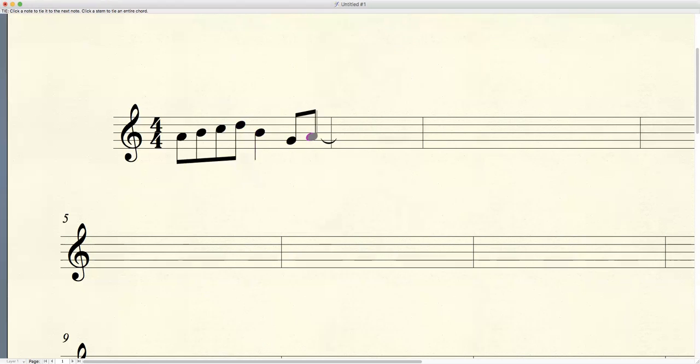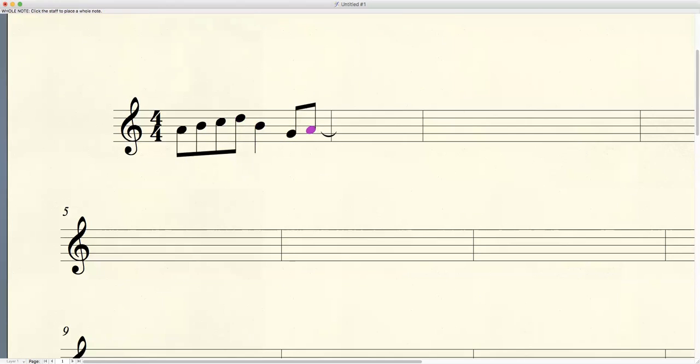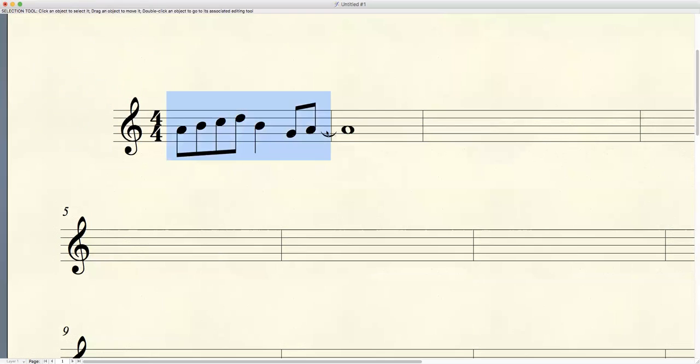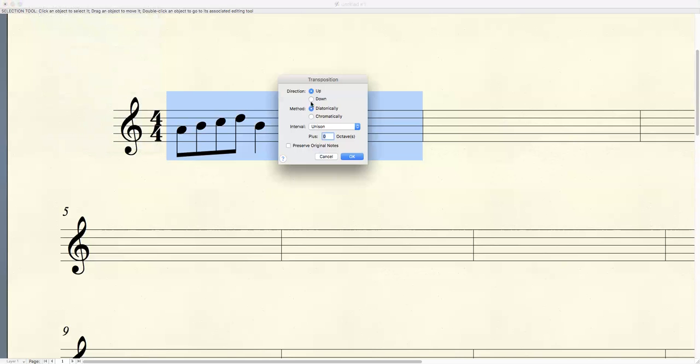There's also the idea of the tie, which connects two notes and basically means you perform it without any rearticulation. This doesn't need to be in this key, for example. We can transpose it. We highlight it here. We transpose it down a perfect fifth. We'll talk about transposition as we get a little farther on.